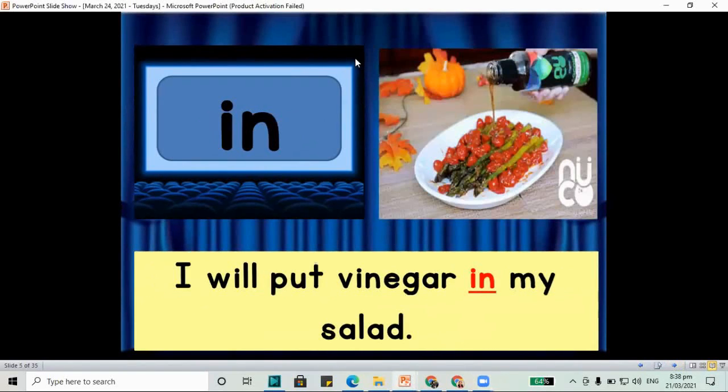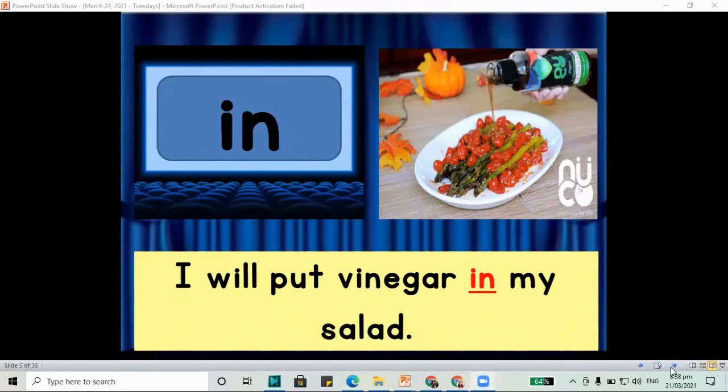How about this one? We have the word in. I and N makes the word in. I will put vinegar in my salad. We have the word in. I and N makes the word in.